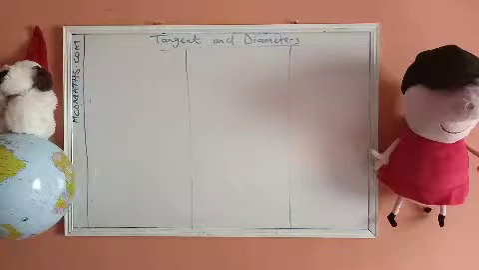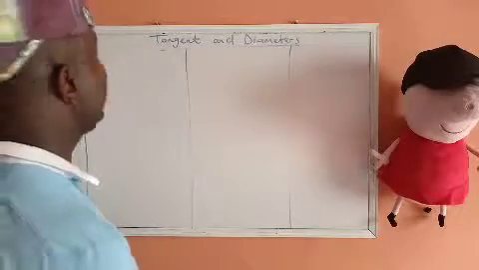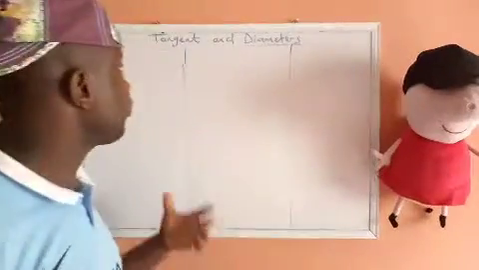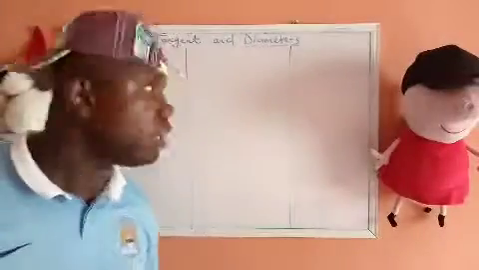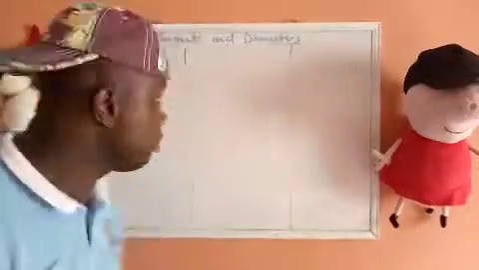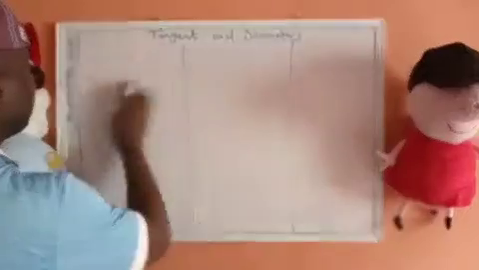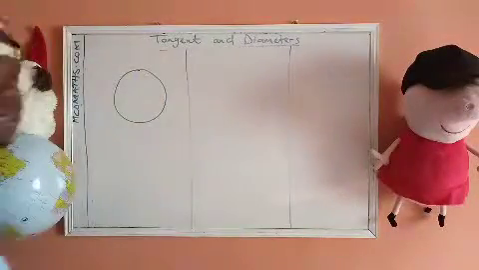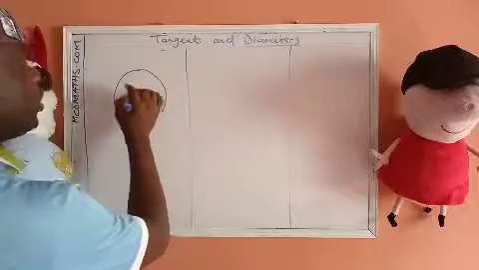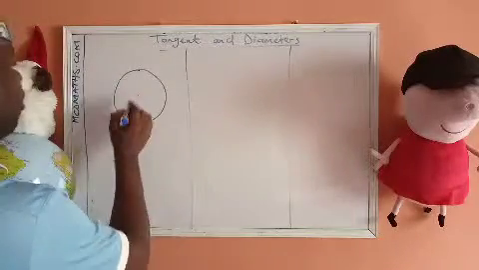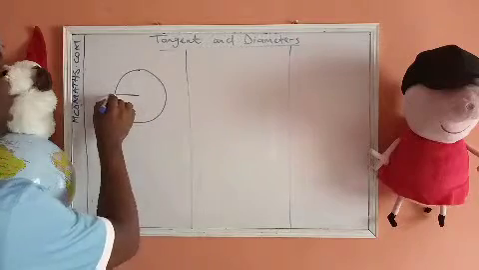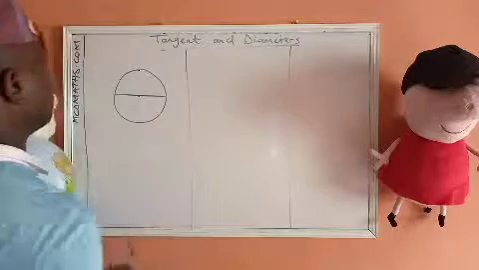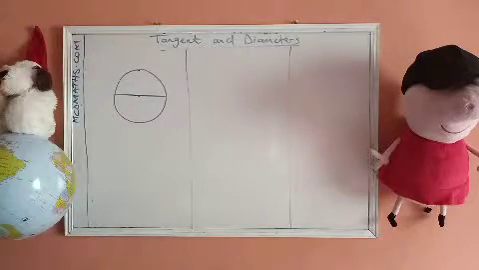Okay, we want to quickly talk about tangents and diameters. Now, to talk about tangents and diameters, of course, you have to talk about circles, because all these are all about circles. Please, my diagram is not drawn to scale. If we have this as a circle, and this as the center, of course, this is going to be the radius, and then this is going to be the diameter. So the diameter is 2 times the radius.